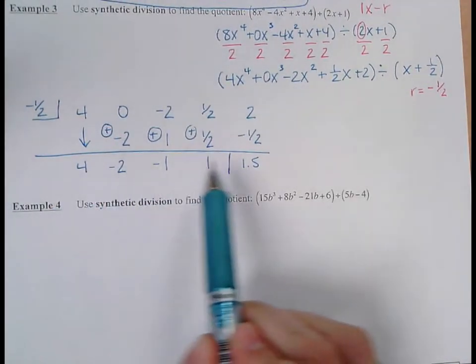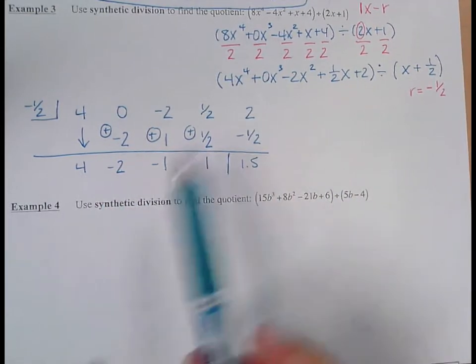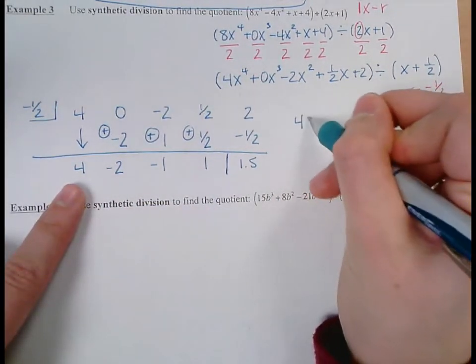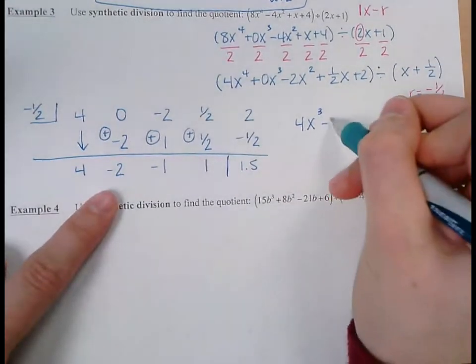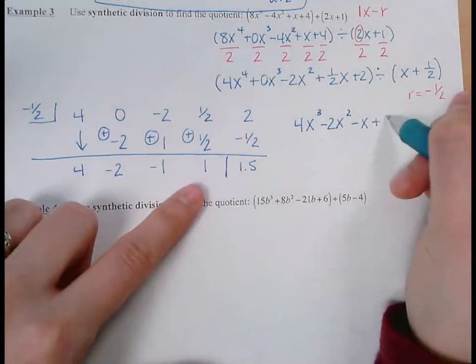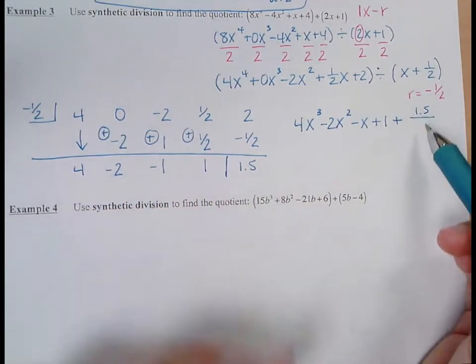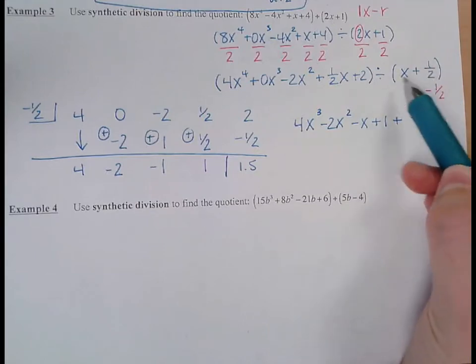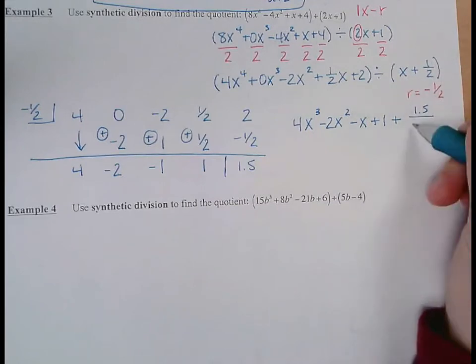So we can go ahead and write our answer, but when I write this out, it's still not going to be final. So make sure you don't box your answer yet. There's one other thing we're going to have to do. When I write this out, I have 4x cubed, minus 2x squared, minus 1x, or just minus x, plus 1, plus my remainder of 1.5 over, and I have to write it over the x plus 1/2 right here, because that's what I was using.